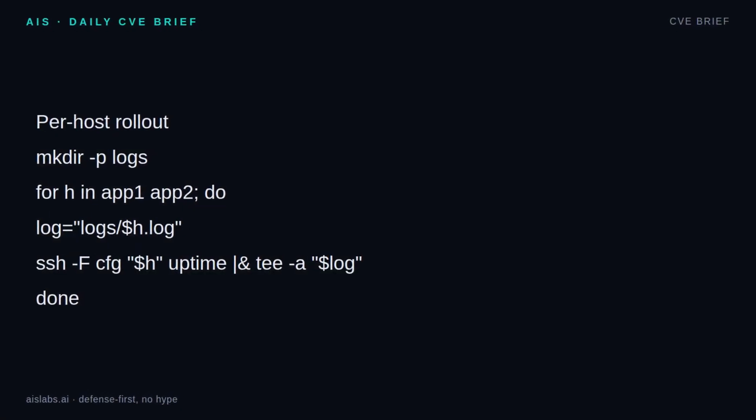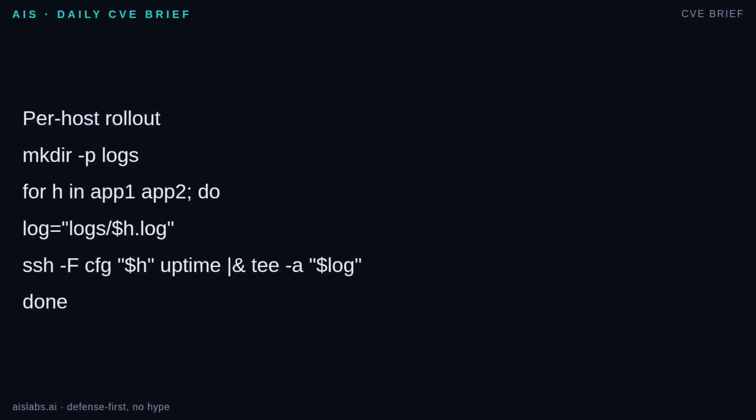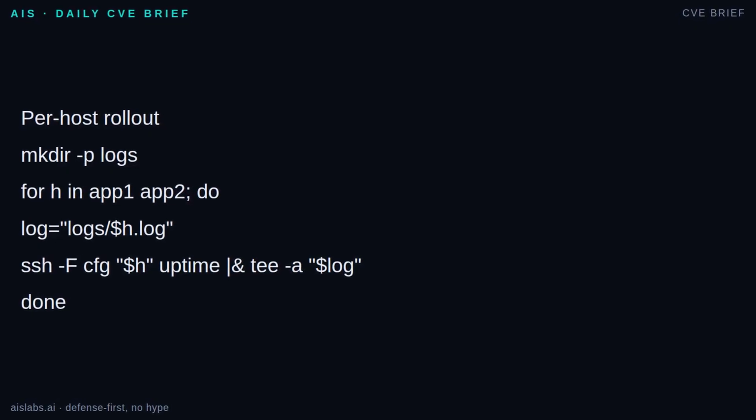A real pattern looks like this. Create a logs directory, loop over hosts, and write 1 log per host. In practice, replace uptime with the heredoc pattern from the previous card. Maybe you are ensuring a directory exists, installing a managed config file, and reloading a service only when content changed. Each operation should be idempotent. Creating an existing directory is fine. Installing the same file again should be fine. Reloading a service after a verified change is fine. If app2 fails, app1's log remains clean. App2's log has the evidence, and a rerun should converge the system instead of stacking damage.